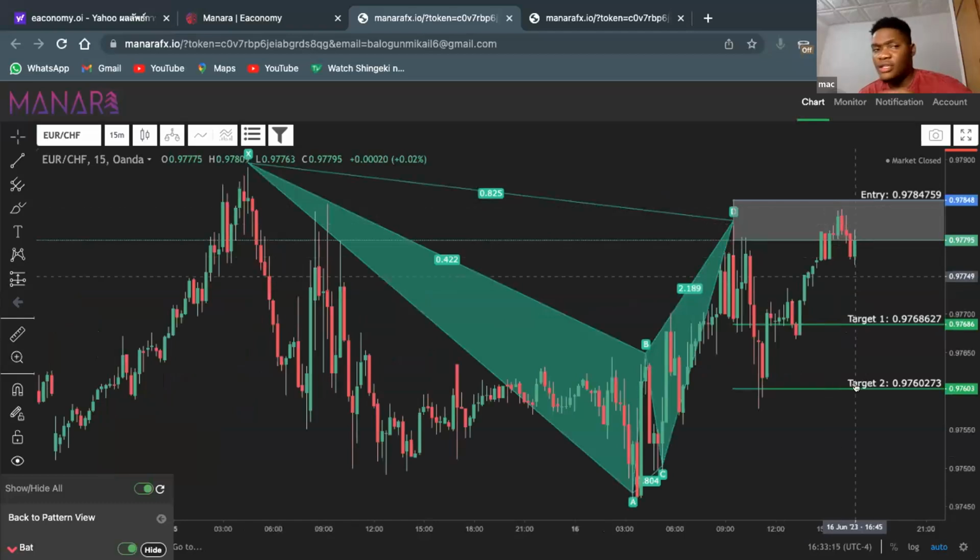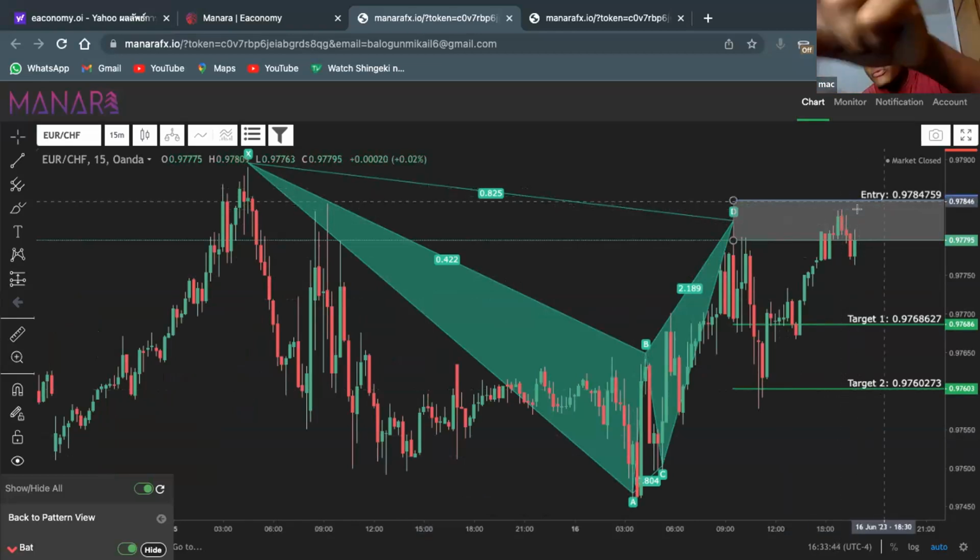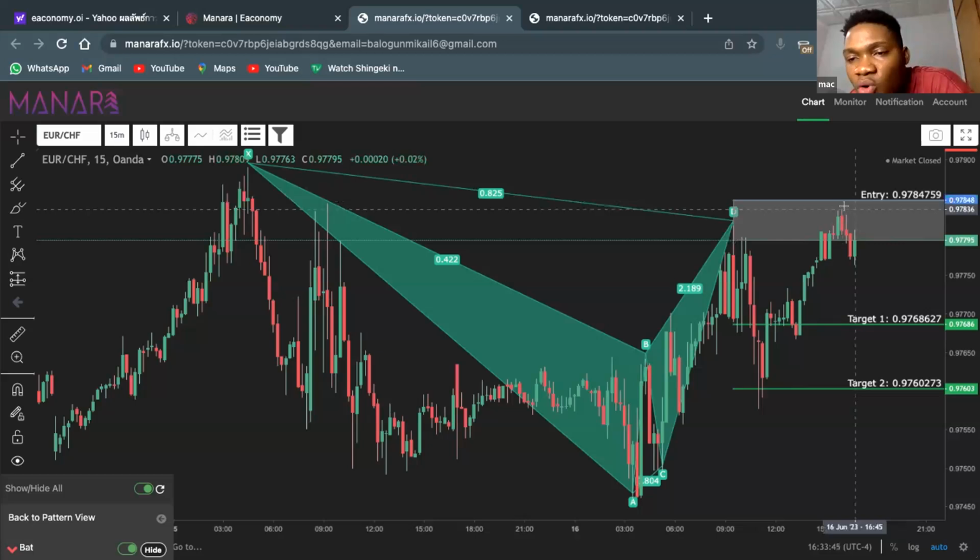And again, one of the things I like about Manara is that when you are given a trade, it is always very good for you to go and confirm on your TradingView, on your own analysis. And what do I mean? This is Euro CHF. Let's go to TradingView quickly. It is telling us to sell, right? It has started selling, like it has moved from the entry. It's selling around the 0.97 areas, and it sold from here within the zone of the entry, all the way to this place.